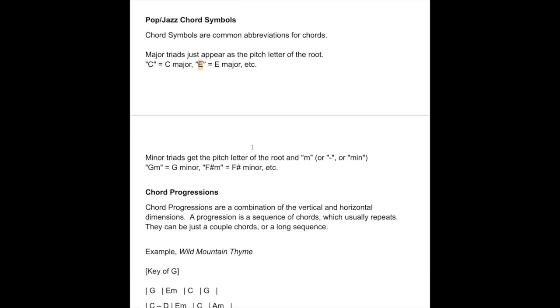And then for minor triads, we see the pitch letter of the root again and m. Once in a while you will see this minus sign. I really hate that symbol because it's hard to see and it's easily overlooked. Sometimes you'll see min. Most of the time you'll see just a little m. So for example, G minor shows up as G little m. F sharp minor, F sharp little m.